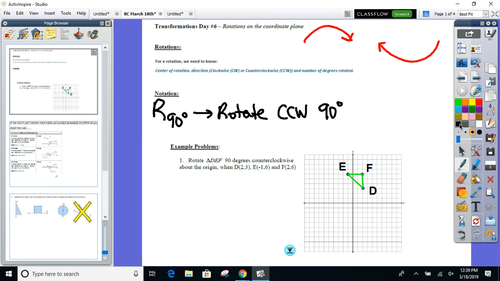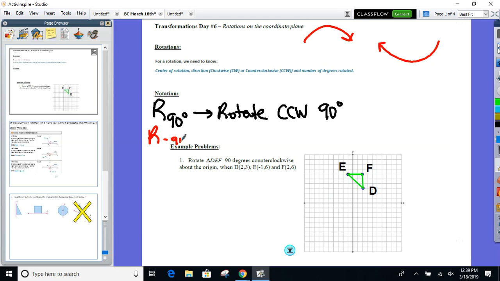Well, what would happen if I want you to go clockwise? Now I would change 90 to negative 90. Now we're rotating in a clockwise direction. So it all depends if it's positive or negative, which direction.